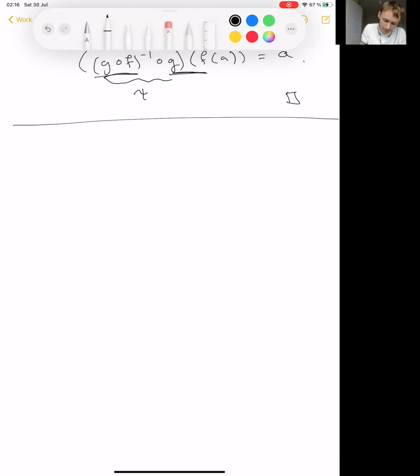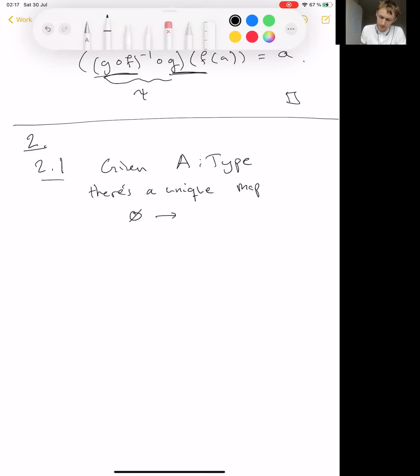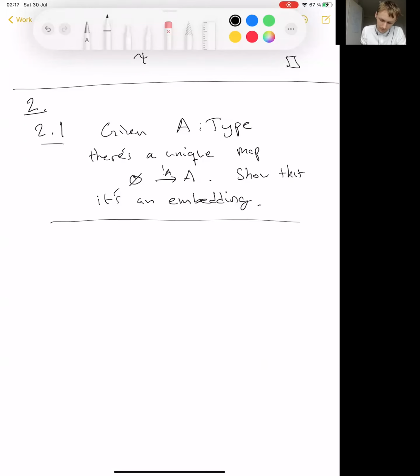So let's do problem 2, and this has several sub problems. So the first problem says, given a type A, there's a unique map from the empty type into A. I'm going to call it just exclamation mark A. Show that it's an embedding. Okay, and the proof of this, so solution.